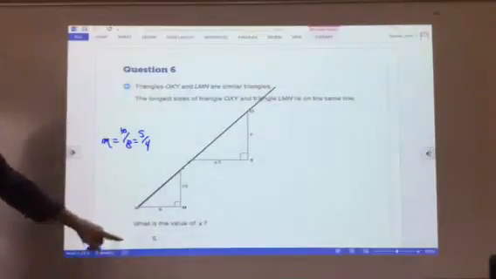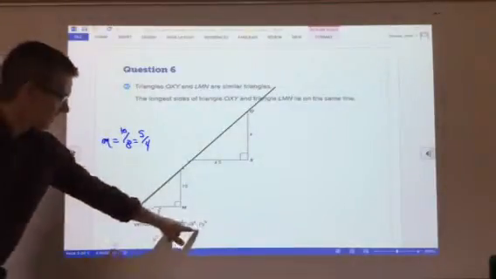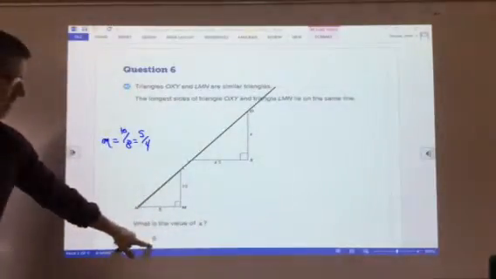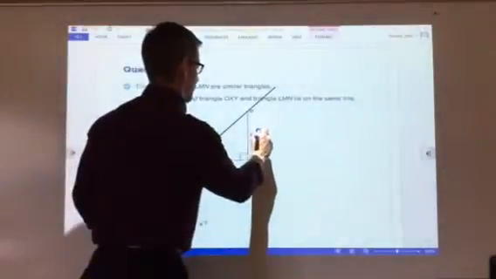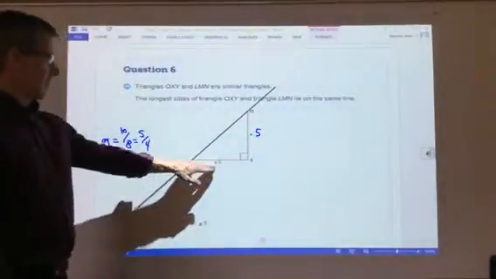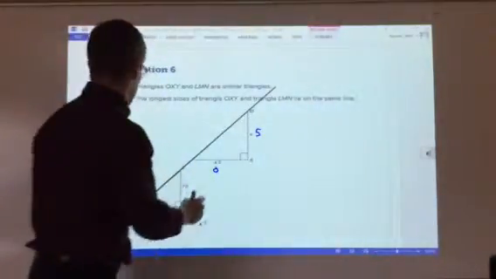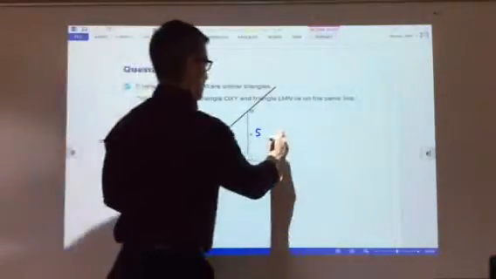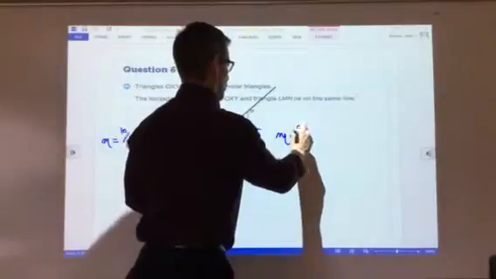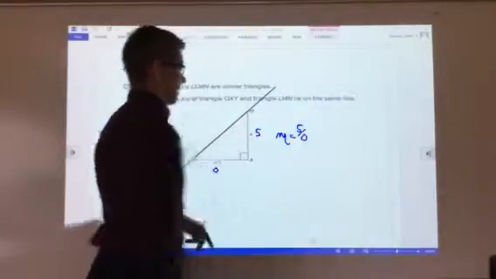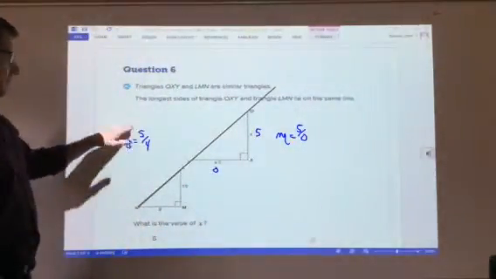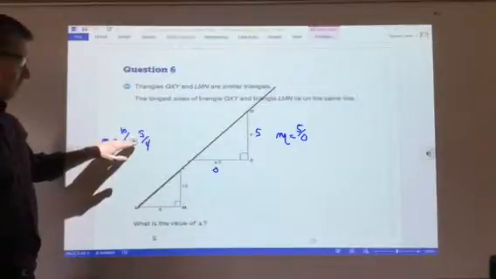Now, I'm just going to look at the first one here, and that's it. What is the value of x? Let's say the value of x was 5. Then the value of x minus 5 would be 0. Well, that doesn't make sense anyway, but still, in this case, 5 over 0, which would be the slope, is undefined, it doesn't match 5 over 4.